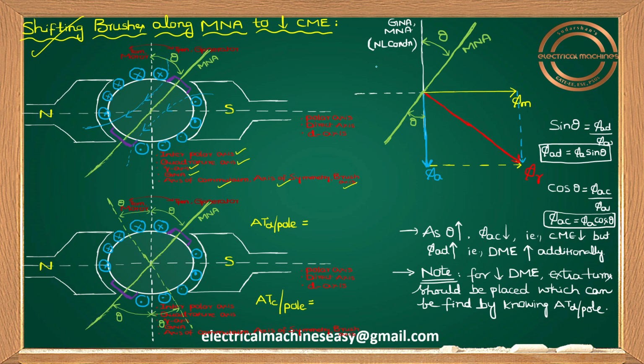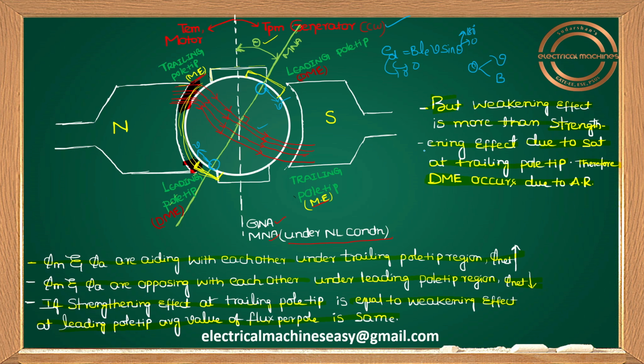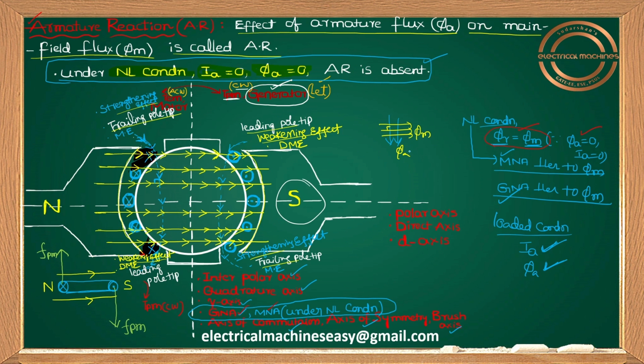So guys, please try to see this figure. It's very important, so please try to understand. Initially, GNA and MNA under no load conditions are coincident. See, this is the vertical line, whatever I have taken. This is only GNA, and this is only your MNA under no load condition. Once again, GNA and MNA under no load conditions are coinciding with each other.